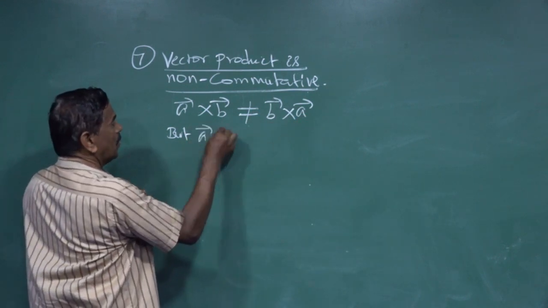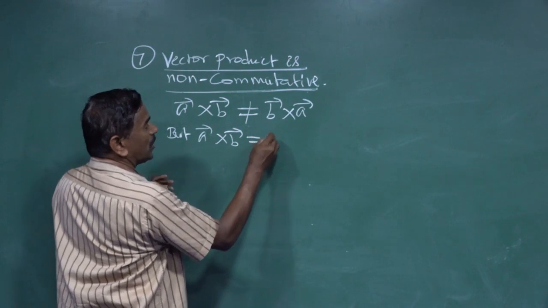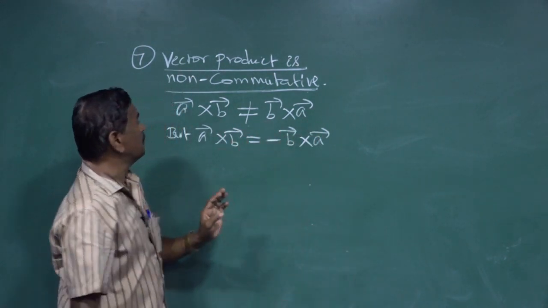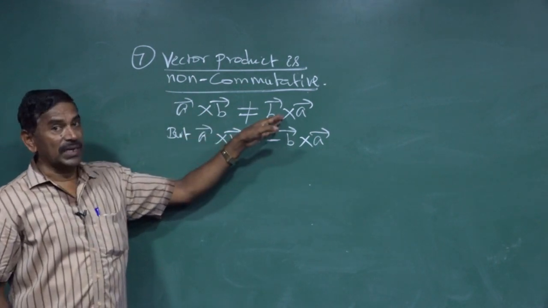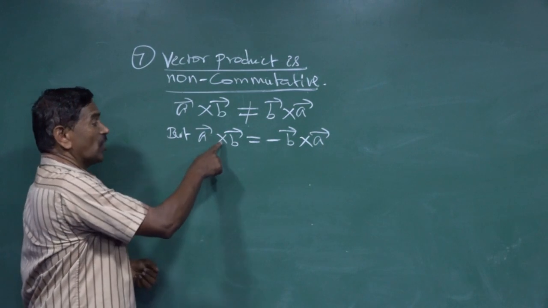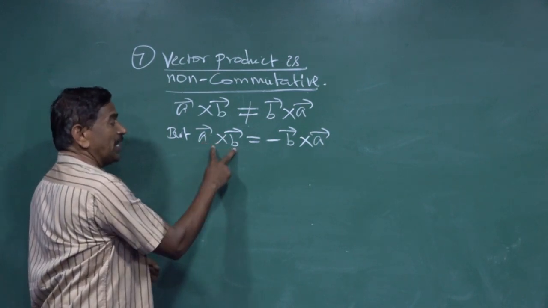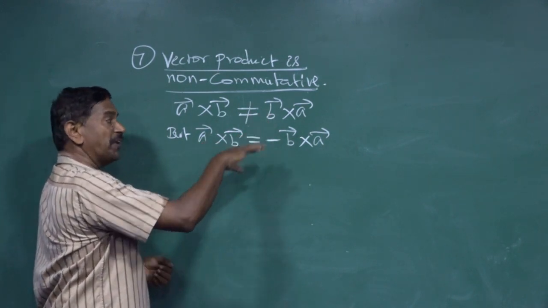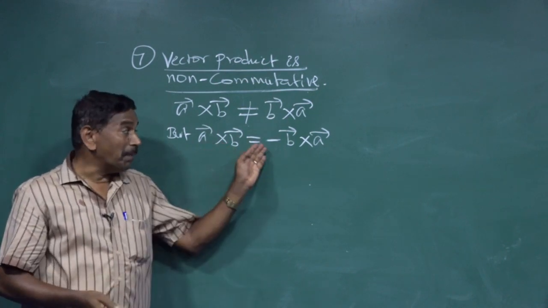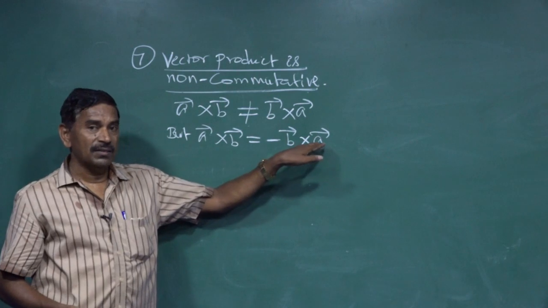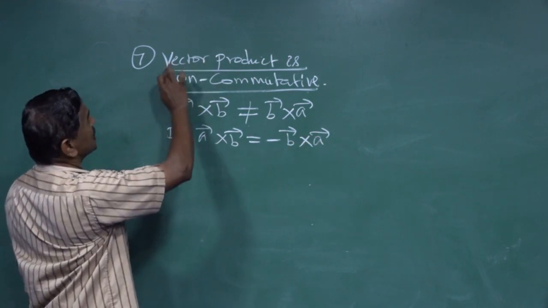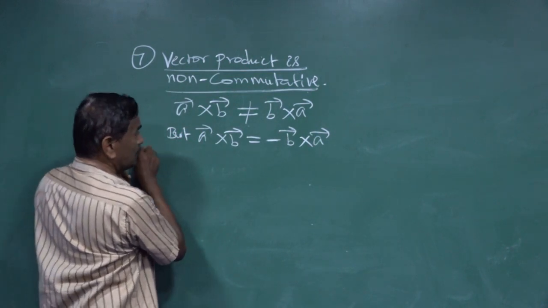But A cross B is equal to minus B cross A. One can write, okay, listen. A cross B is not equal to B cross A, but A cross B is equal to minus B cross A. So in cross product, if the vectors are interchanged, you get a negative sign. For example, B vector cross C vector is equal to minus C vector cross B vector. Likewise. So the seventh one is completed.